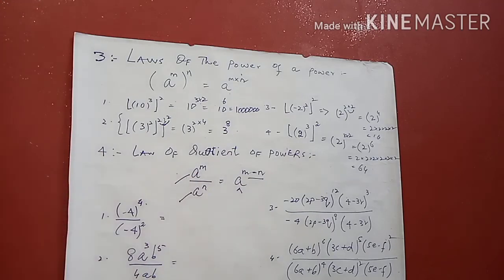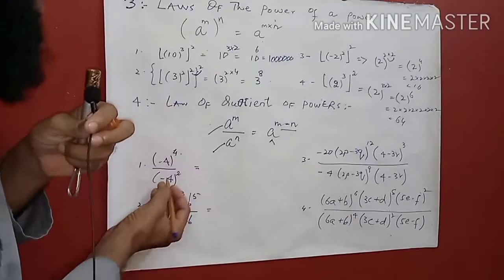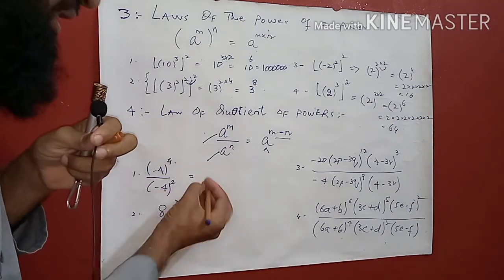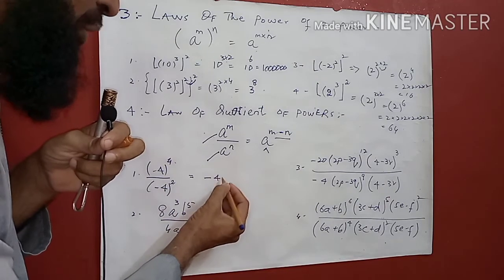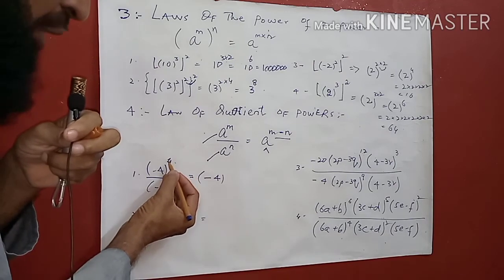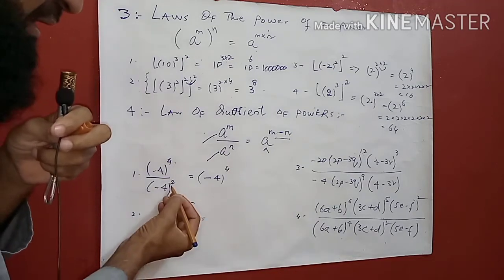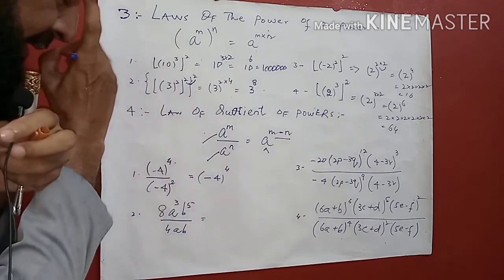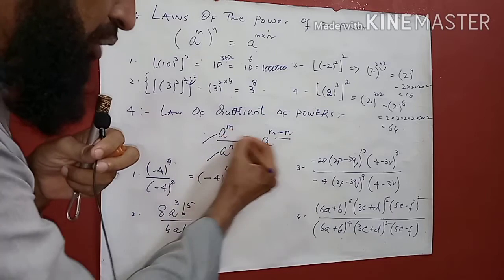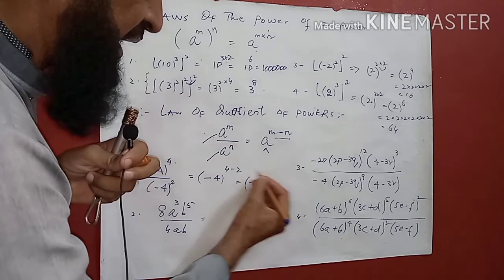For example, question number 1. Minus 4 is the base in the numerator and minus 4 is the base in the denominator. That means we write minus 4 one time, and the upper portion, the numerator, contains the power 4. We write 4 first and then subtract the other power. So according to the rule, it comes as minus 4 raised to power 4 minus 2, that is 2.